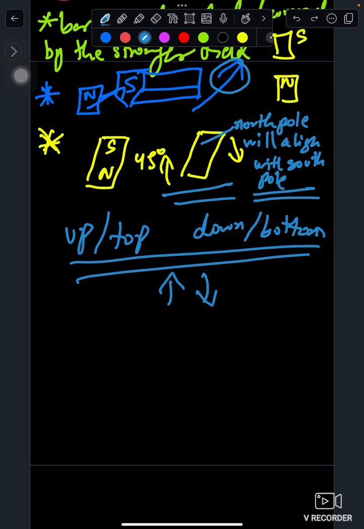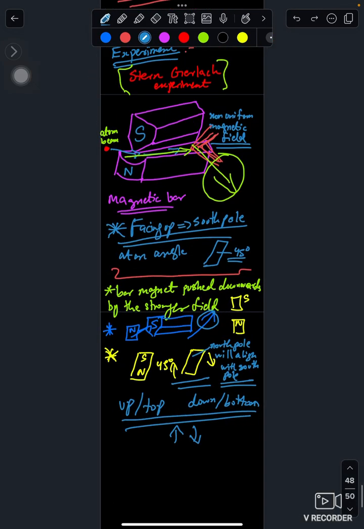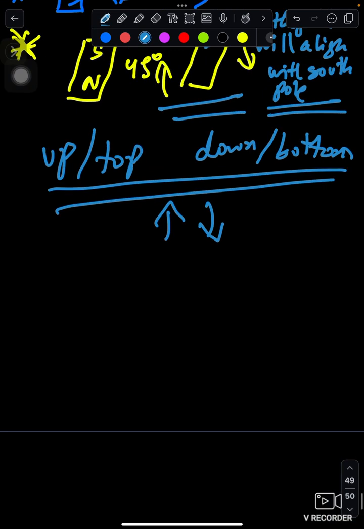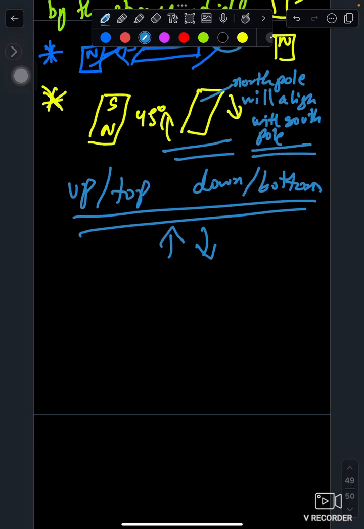Then for particles. Before, we were talking about the magnetic bar. Now we will be talking about particles.